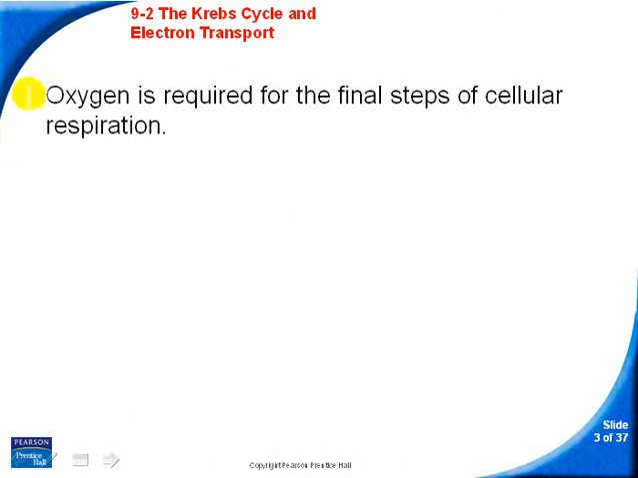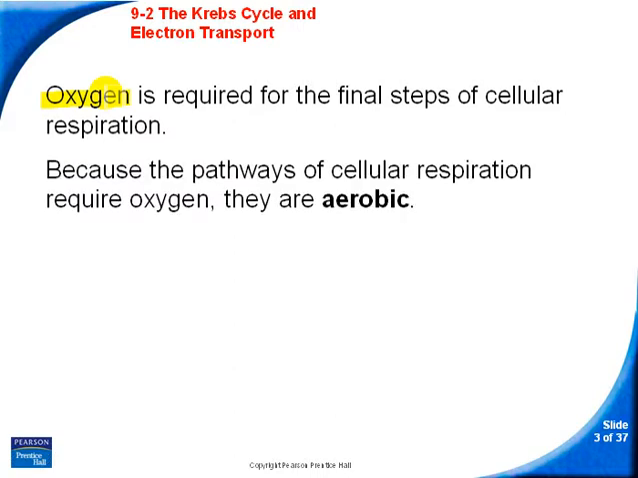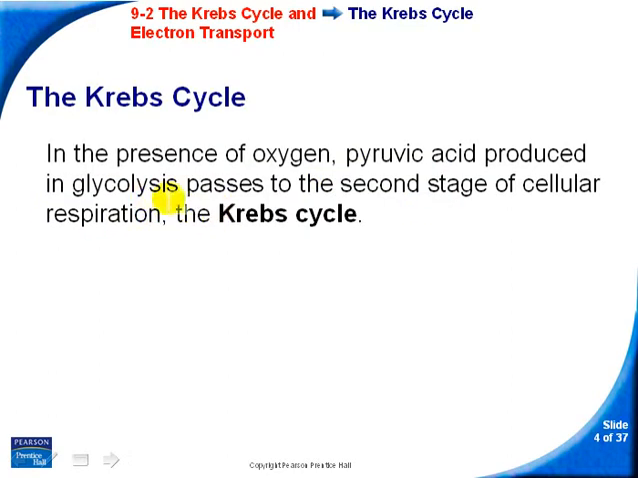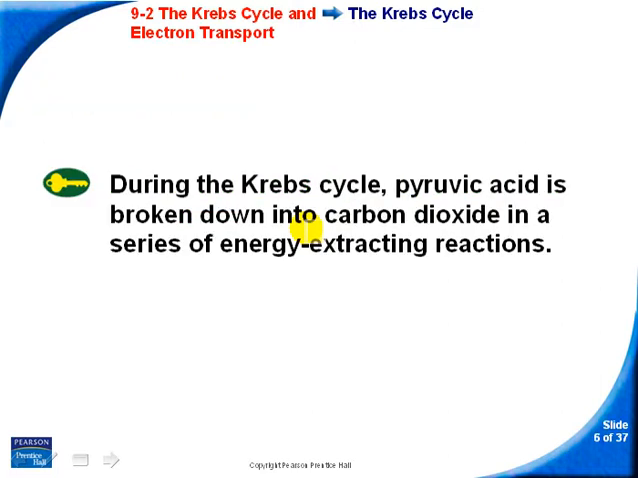So, first thing we need to remember is that when we left off in the last section, we were done with glycolysis, and in order for cellular respiration to occur fully, you need oxygen there. When we have a pathway with oxygen, we say that it's aerobic. So now, what do we do with the pyruvic acid that we made? We're going to send it to the Krebs cycle, which is the second stage of cellular respiration.